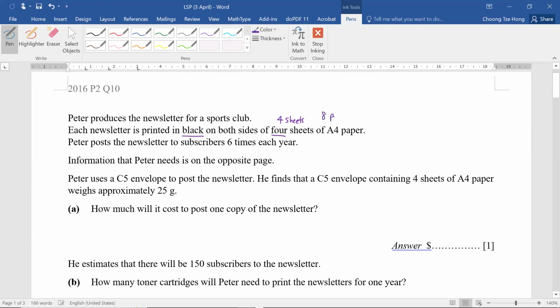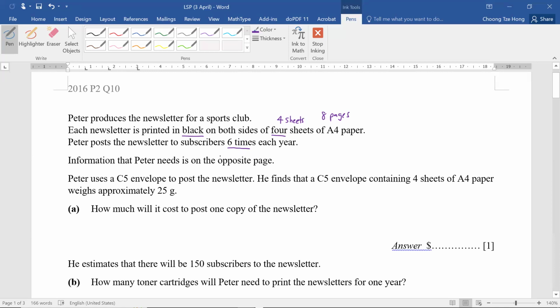Okay, 8 pages. Each newsletter uses 4 pieces of paper, and you print on both sides of the paper. So in total there will be 8 pages for each newsletter. Okay, Peter posts the newsletter to the subscriber 6 times each year. So each subscriber will receive this newsletter 6 times a year, right? Okay, information that Peter needs is on the opposite page.